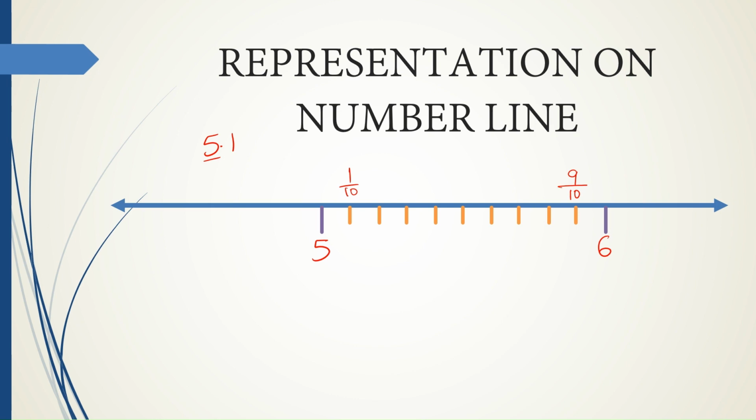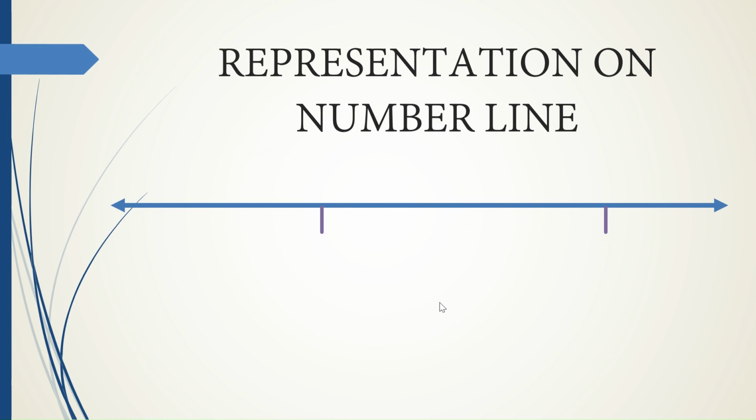These are in fraction form and the same can be written in a decimal form. In decimal form, we can write it as 0.1. That gives values for each and every marking. Here we can see the marking 0.1. 5.1 is nothing but 5 plus 0.1. So after 5, the 0.1 gives the location for 5.1 on the number line.